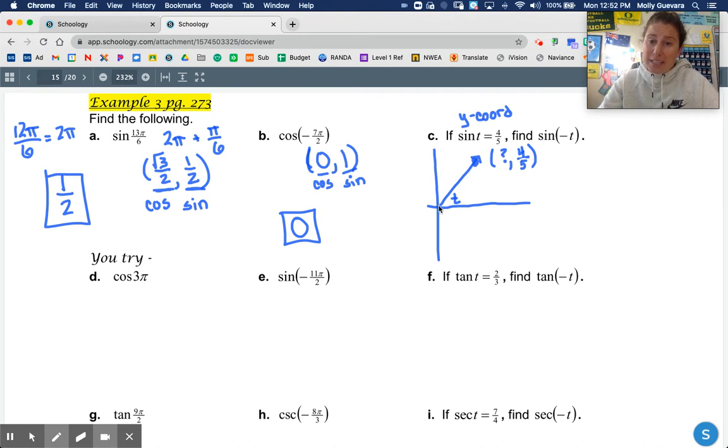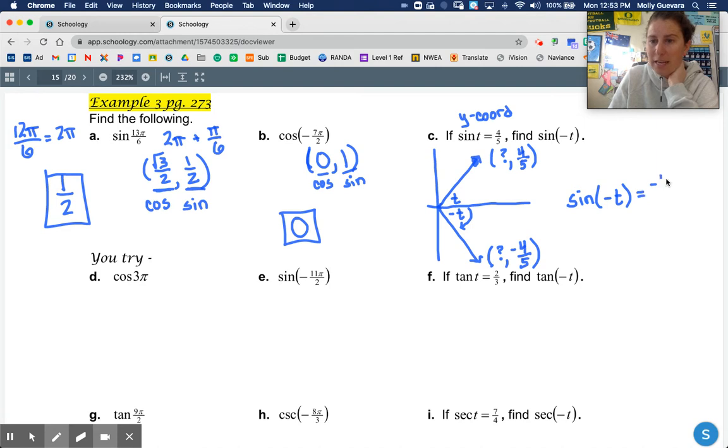Now, if I were to take that same angle and go negative, be down here, right? This is negative t, right there. I still don't know what the x is, but now I'm going down. Instead of up 4/5, I'm going down 4/5. So the sine now is negative 4/5. So sine of negative t is now going to be negative 4/5, because of how that worked.